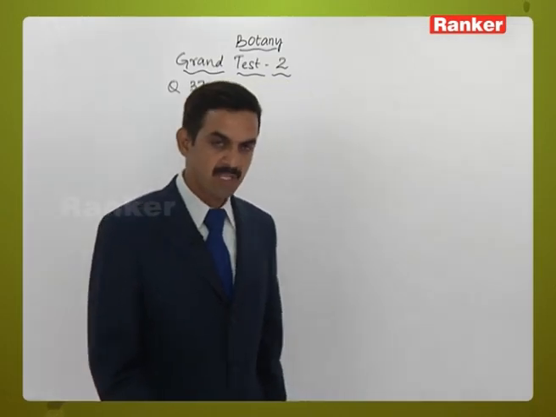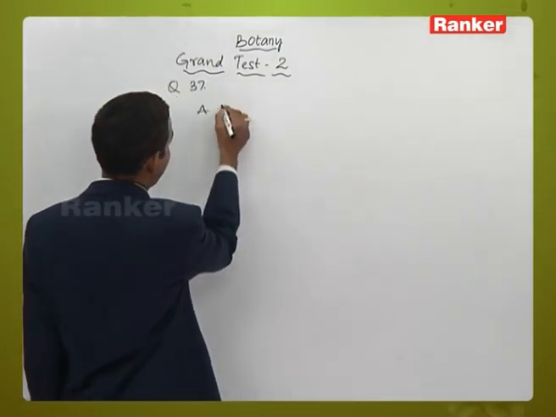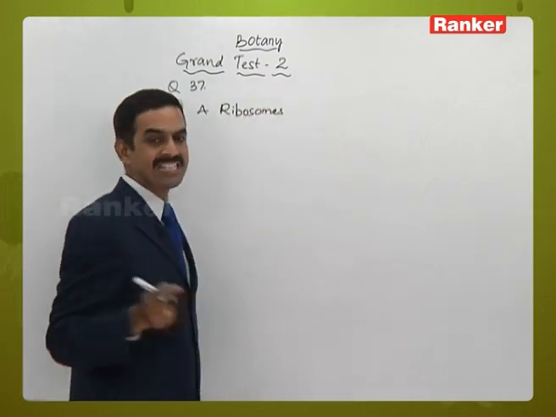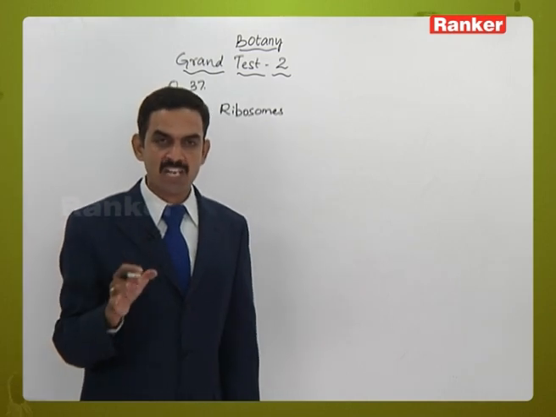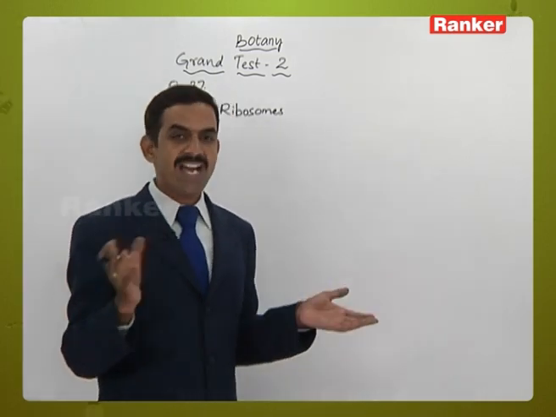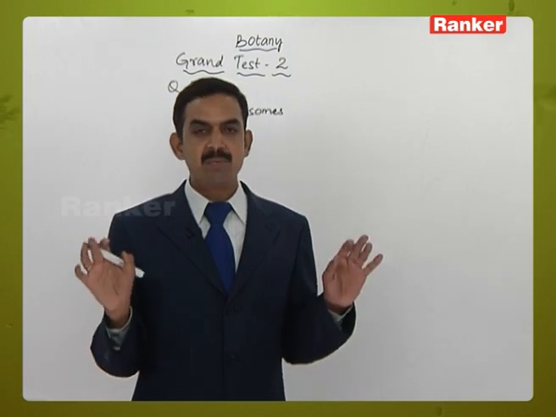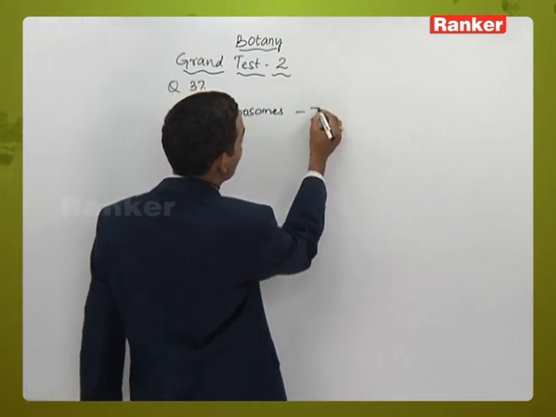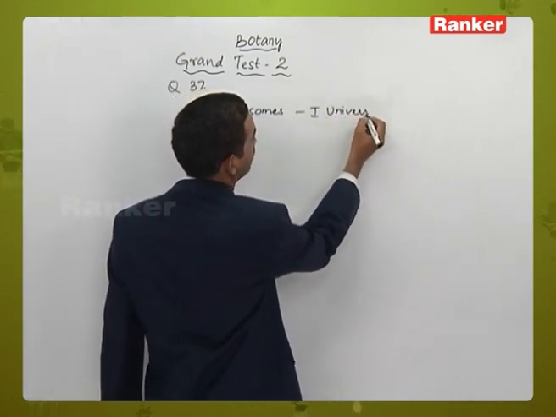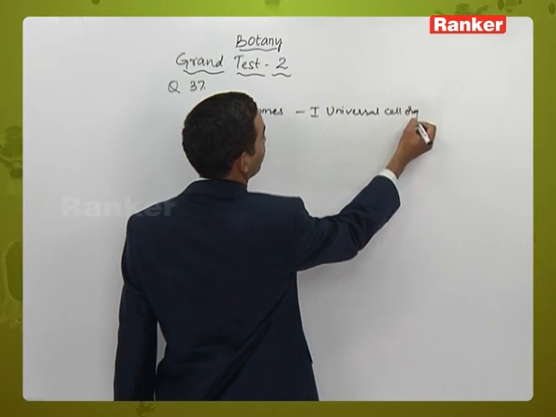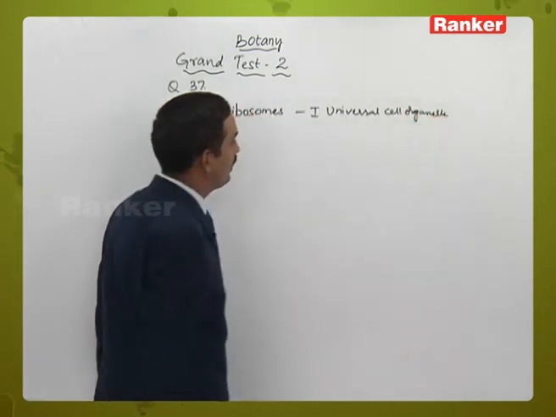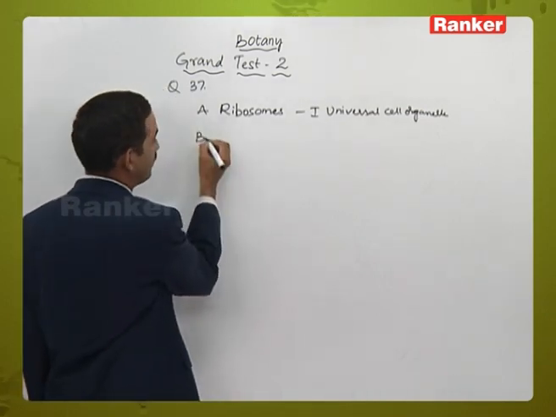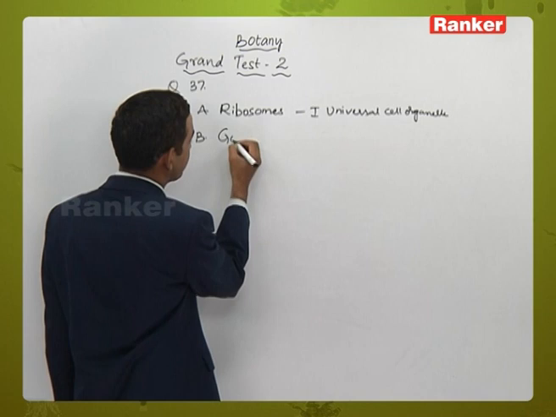Okay. In this one, let us see the combinations. A is ribosomes. We know that ribosomes are membrane-less cell organelles, and they are present in prokaryotes and also eukaryotes. That means they are present in all living organisms in this world. So we consider this a universal cell organelle, due to the presence of ribosomes in prokaryotes and also eukaryotes. So that is 1. Then B is Golgi apparatus.